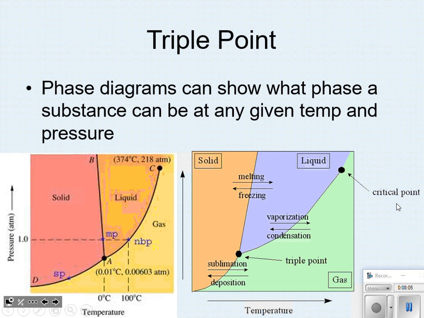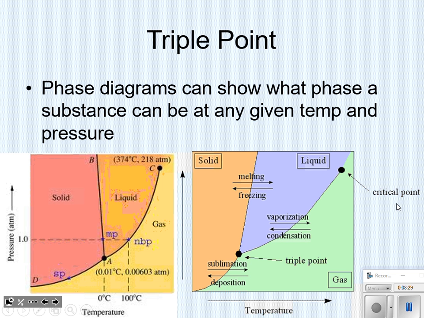They're often referred to as triple point graphs. Because if you look at the graph on the left, there is a region where it's likely to be a solid, a liquid, and a gas. And there is always going to be that one point, that sweet spot where the temperature and the pressure allow all three states of matter to coexist.